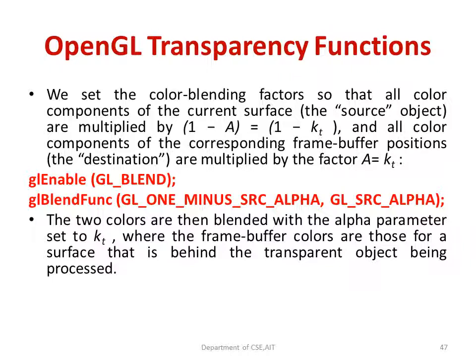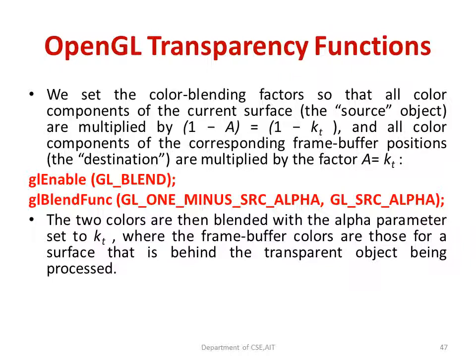So if you want this effect, then you have to give the GL blend function. When you are doing this GL blending, you need to enable GL blend. Only then will the effect be seen. When this happens, the source object and the value in the frame buffer will both be blended with the alpha parameter which is set to the transparency coefficient. So the frame buffer colors will now be reflected onto the surface, and we are going to see the transparent object which is being processed. That means this is how the theory of transparency works.